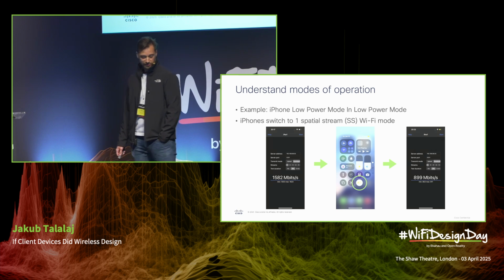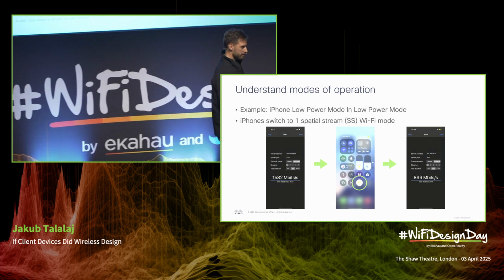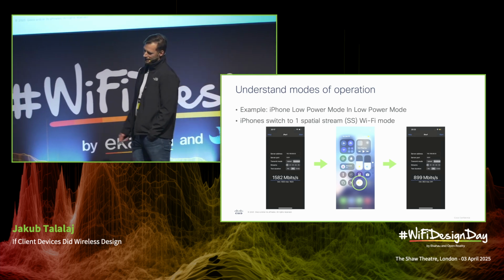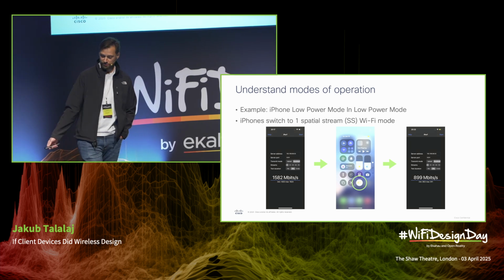So, modes of operation. Here's an example of an iOS device. When it goes to low power mode, it suddenly starts to use one by one, right? So the throughput goes down. Again, going down from 1.6 gig of throughput to 900 meg is not that terrible, but operations do differ, right?